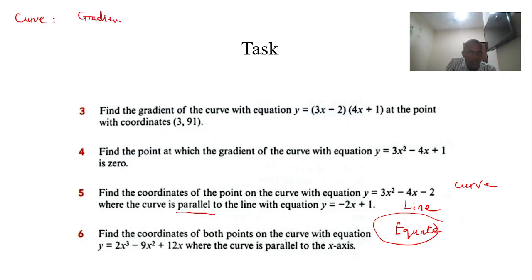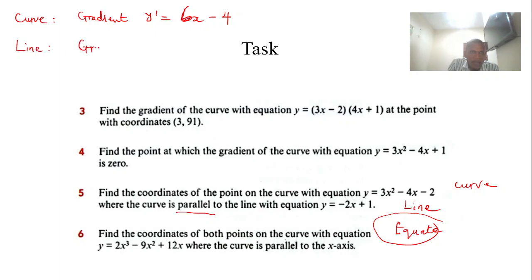Now for the curve, the gradient of the curve is your y prime. Don't forget, for the curve the gradient is your first derivative, right? Now differentiate your curve. I have 3x squared, so how will it be? It becomes 6x, right? So I have 6x minus, differentiate 4x, that's 4, differentiate negative 2, that's 0, a constant. So 6x minus 4 is the gradient function for the curve, right? Okay, good.